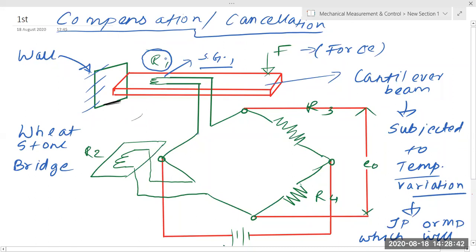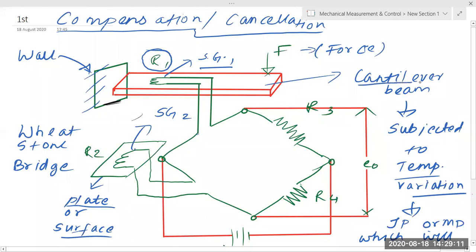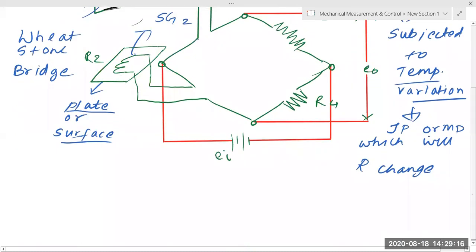You can see there is one strain gauge and there is another strain gauge. This is strain gauge 2. It is kept on a plate or a surface, and this strain gauge is kept on a plate or surface which is in the same environment as that of the cantilever beam. So the plate, surface and cantilever beam have the same environment. I'll just put it for you.